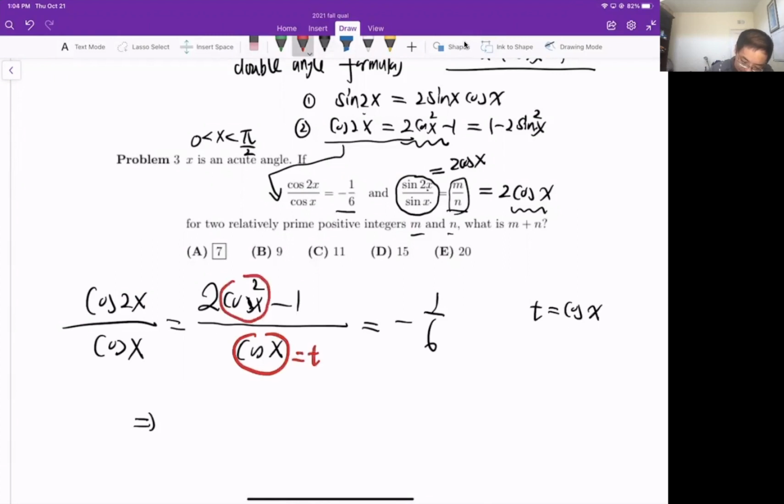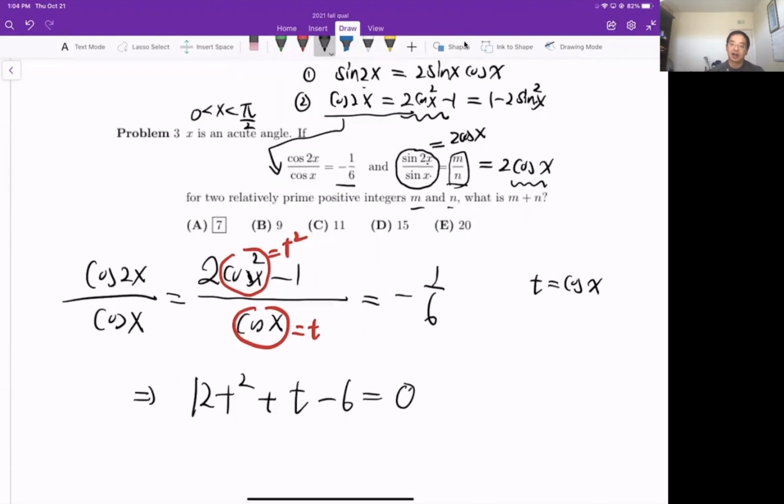And this guy is just equal to t squared. Okay, and this gives us a quadratic in t, which is 12t squared plus t minus 6 equals 0. And this is a quadratic equation.